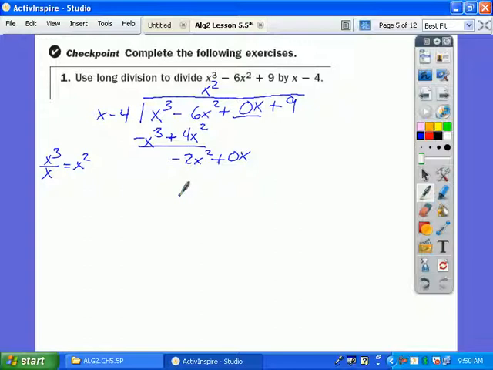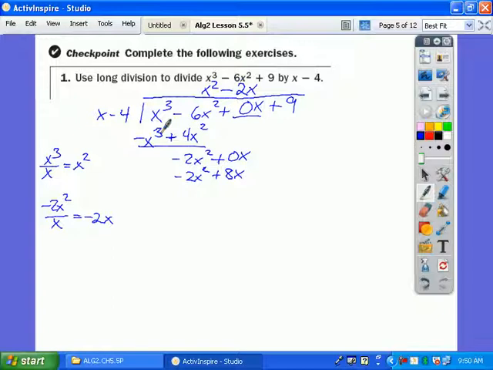Okay. This time, negative 2x squared divided by x. Okay. Negative 2x squared divided by x is just negative 2x. This will go in the x's column. Negative 2x. I take the negative 2x, I multiply back by the x. I take the negative 2x, I multiply by the minus 4 now. Negative 2x times x is negative 2x squared. Negative 2x times minus 4 is plus 8x.